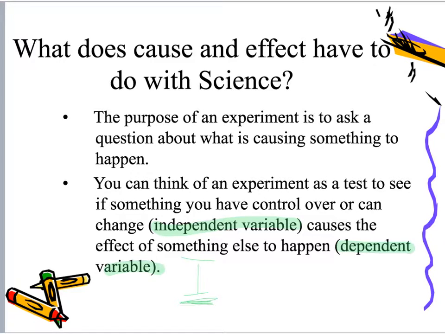The dependent variable, on the other hand, is the response to the change made by the scientist. It's the variable being measured or observed. It's essentially the effect, the thing that we believe is the consequence of the thing that we changed. Remember, the thing that we changed is the independent variable.